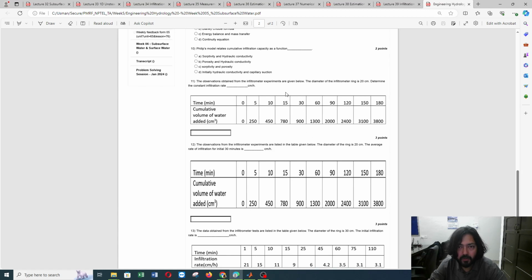So if we are able to solve the same example, that is question 11, we can solve example 12 also. The only thing is we need to solve it till the initial 30 minutes, and at the end we need to take the average of that.